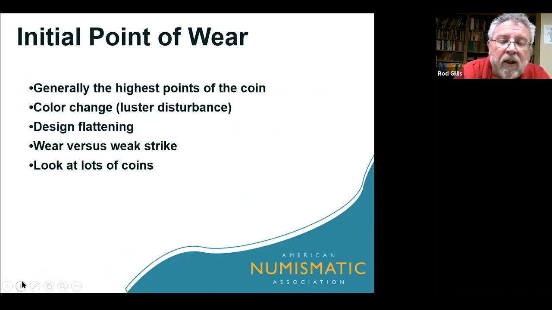Initial points of wear. Generally, it's the highest point on the coin. When you see wear, you will see a color change. And that's because luster is being disturbed. The design will flatten. The hardest thing as a new grader, by far, is learning the difference between wear and weak strike. And again, the thing is to know focal points, to know your series, and to look for a change of color and look at a lot of coins. That's the way that you'll eventually gain the confidence to tell the difference between weak strike and wear.